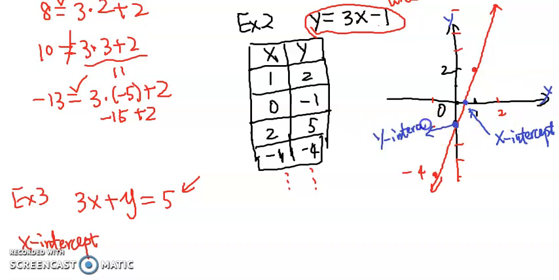Why are these 2 special? First of all, one lies on the horizontal line, one lies on the vertical line. Another special thing is we know that any point on the x-axis, or the horizontal line, because it's not moving up or down, the y-coordinate must be 0. So for this x-intercept, this point right here, we don't know what the x-coordinate is, but we know for sure the y-coordinate is 0 because it's not up and down.